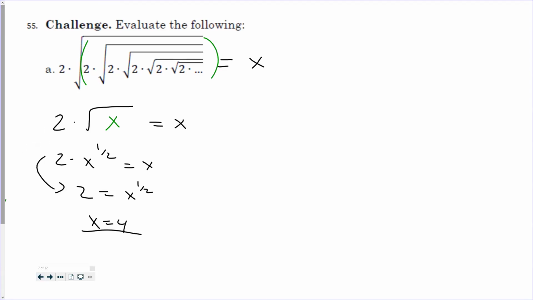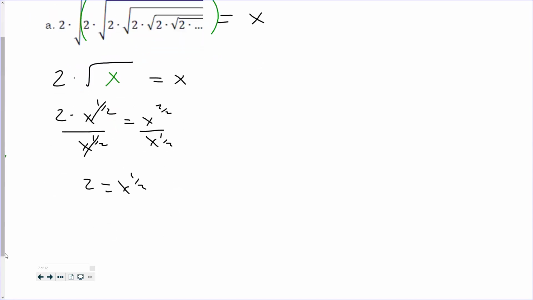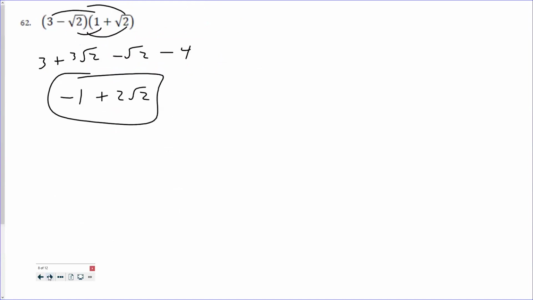Oh, from here to here? So I divide both sides by x to the 1/2. If you divide both sides by x to the 1/2, these cancel, and you're left with 2. And this is just 2 over 2, right? So subtracting them gives you x to the 1/2. Then square both sides, so you get x, which gives you 4. Yes, if you have another one like this, similar to multiplying out, I can work it out if you have one for me.